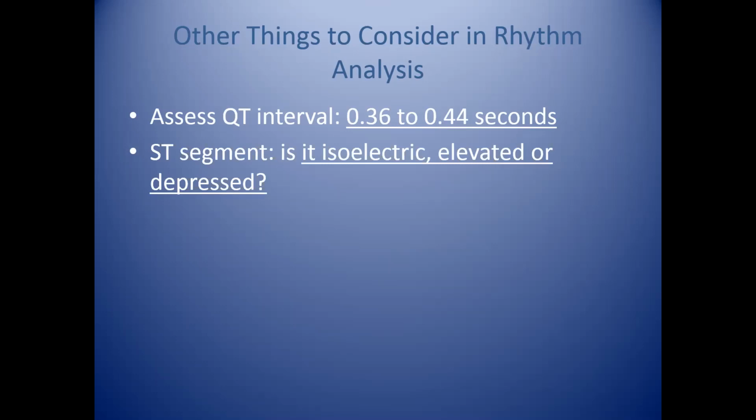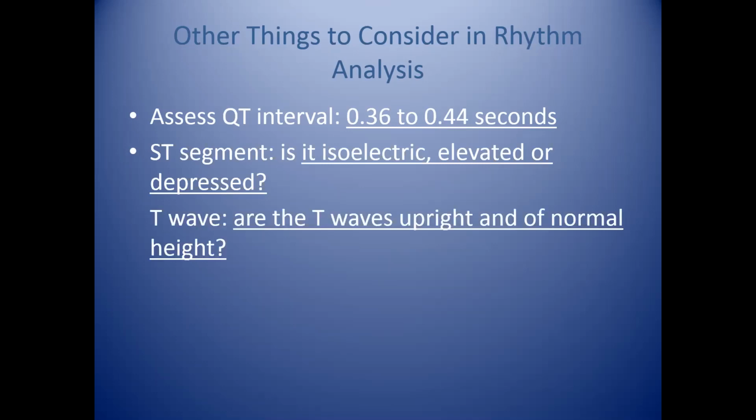You want to look at that ST segment. Is that ST segment isoelectric? Is it elevated or is it depressed? That tells us about the perfusion of the heart. It doesn't tell us anything about the rhythm. It just tells us whether or not the heart is being perfused. The T waves, are they upright and are they of normal height? So T waves, if they're inverted, could indicate ischemia. If they're tall and peaked, it could indicate hyperkalemia. So you want to know if they are of normal height.